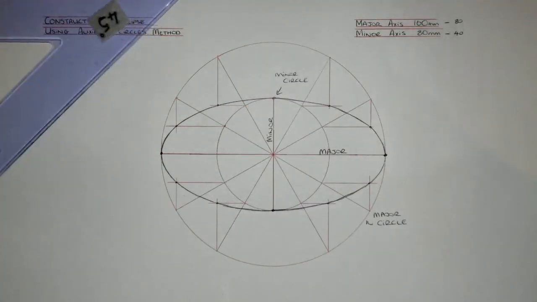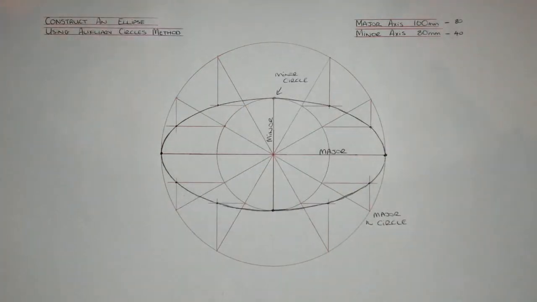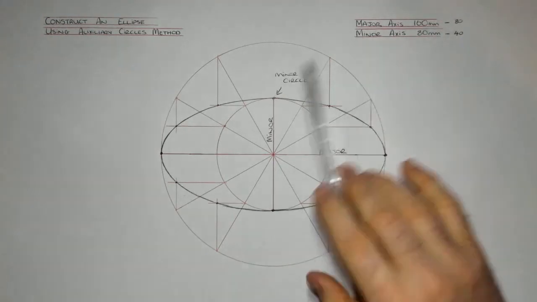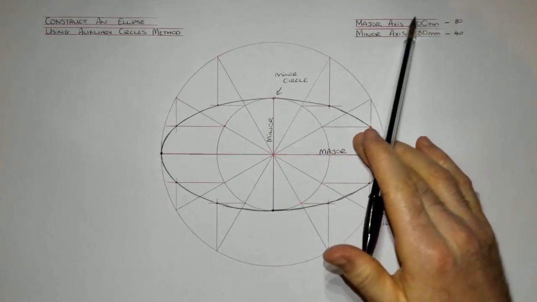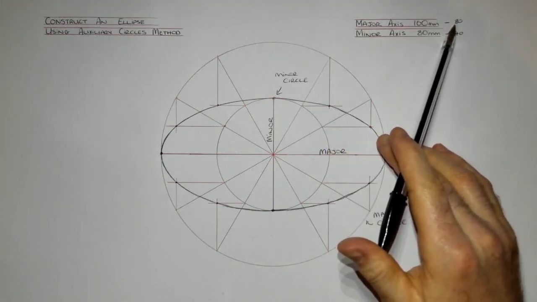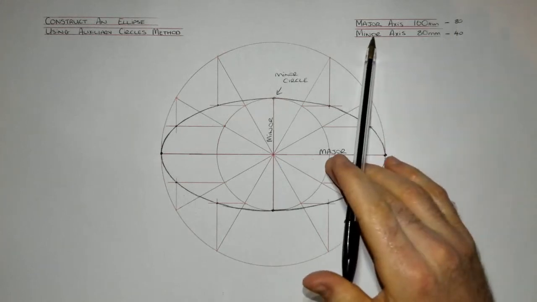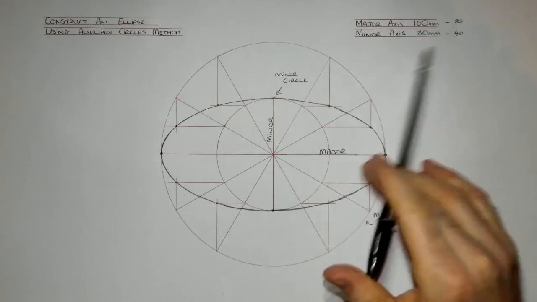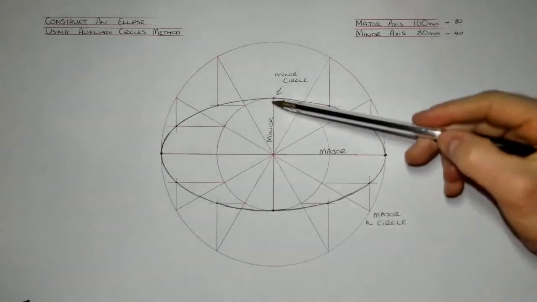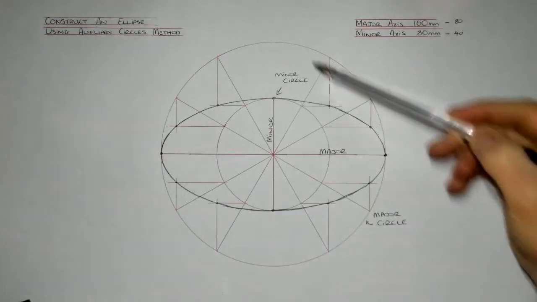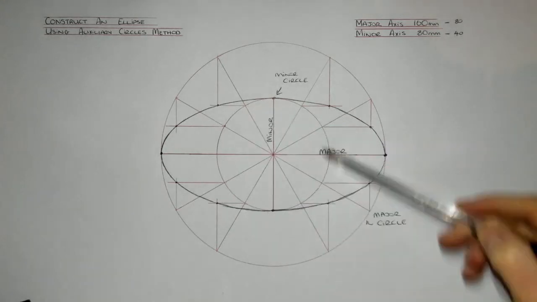So there you have it, guys. That is how you construct an ellipse using the auxiliary circles method. Once again, just a little bit of a recap. First of all, given the major axis, whatever the full length of the major is, half of that is your radius for the major circle, and the exact same for the minor axis. So once again, half of that. What you start off with is plotting your major axis and your minor axis perpendicular to it, and drawing in your major and your minor auxiliary circles.